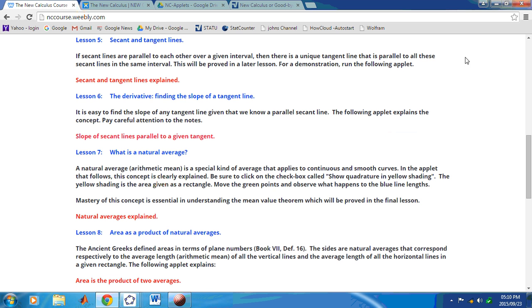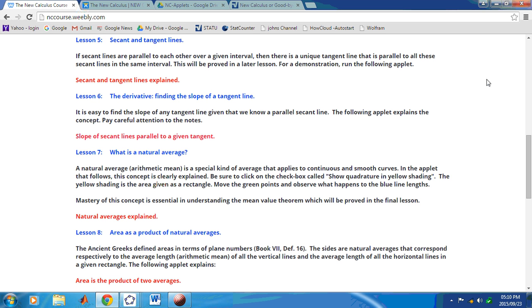I am John Gabriel, and in this lesson we will be looking at the derivative, which is really a method of finding the slope or the gradient of a tangent line. In the last lesson, which is quite short, we looked at secant and tangent lines and examined the relationship between a set of parallel secants on a small interval and a tangent line.